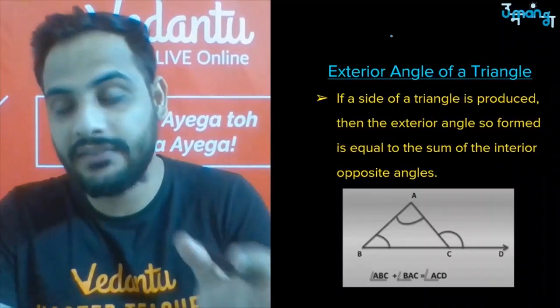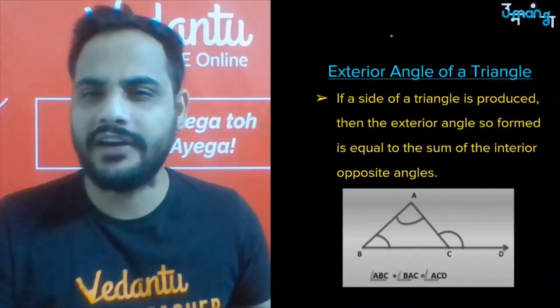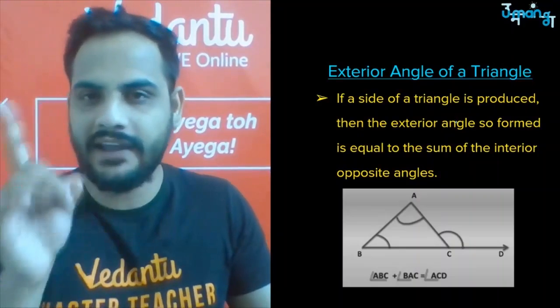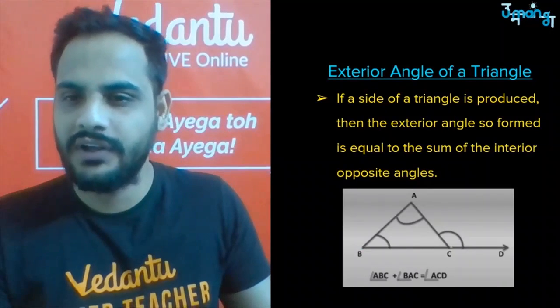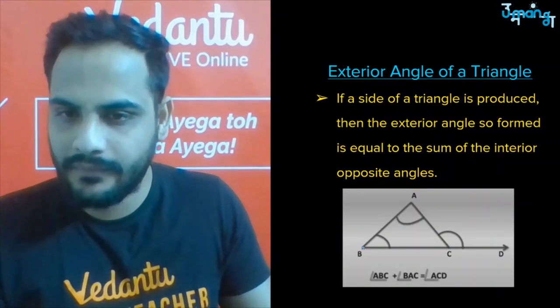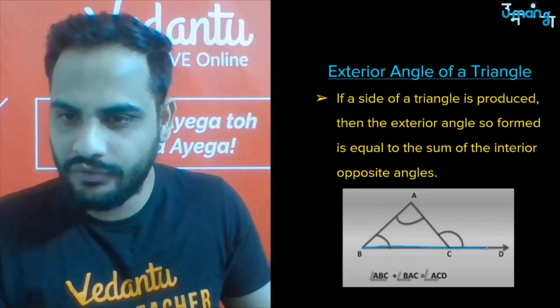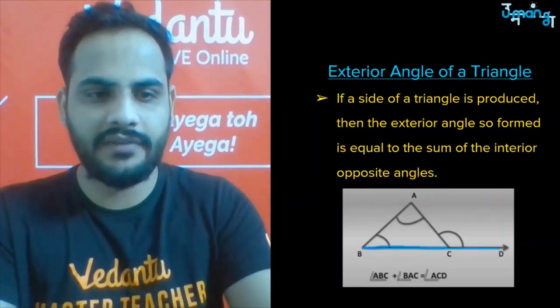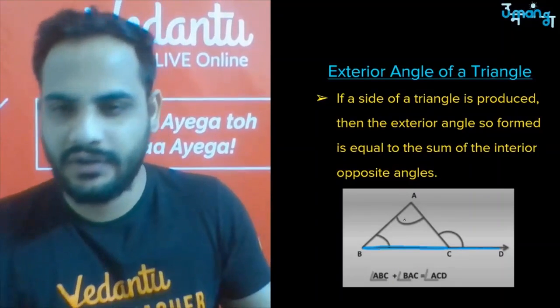Now the second is the exterior angle theorem. Let's read the statement first. If a side of a triangle is produced, so if I produce any one side of a triangle, suppose I produce this side BC till here.